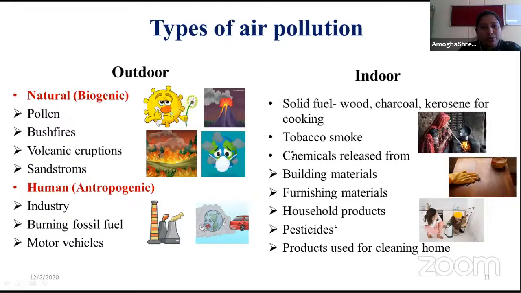So we have two types of air pollution. It can be either outdoor pollution or indoor pollution. Outdoor pollution, the pollutants can be from natural sources or from human sources. The natural is also known as biogenic, whereas human we call it anthropogenic or man-made. So this includes pollen, the bushfires, volcanic eruptions, and sandstorms. Similarly, from man-made, it is industry, burning fuels, fossil fuel, and motor vehicles.